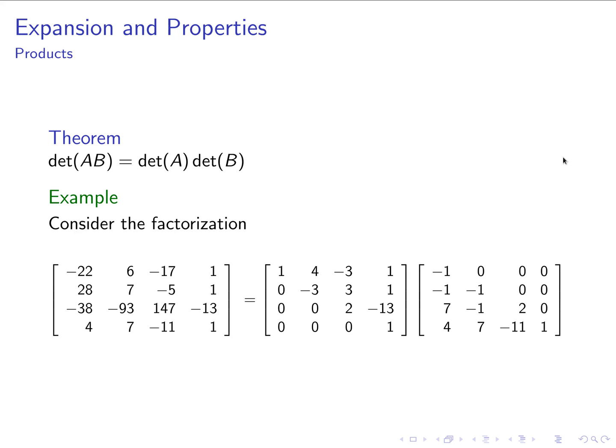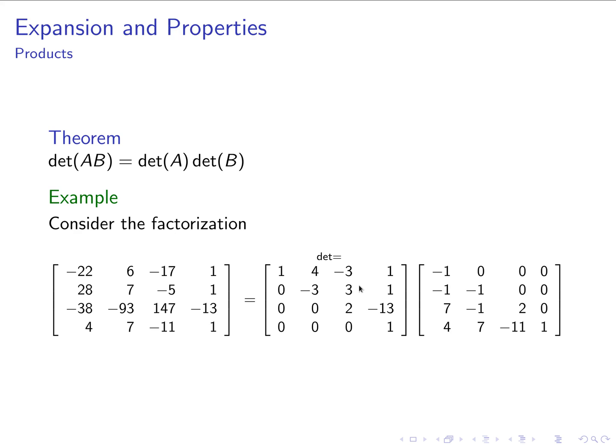So imagine a situation where we end up with something like this. Here what we have is a matrix factorization. This matrix on the left is a complicated 4x4 matrix. But we've managed to somehow factor this 4x4 matrix as the product of two other 4x4 matrices. And the thing to notice here is that the two matrices that we're multiplying together are both triangular matrices. This first matrix is upper triangular, and the second matrix is lower triangular.